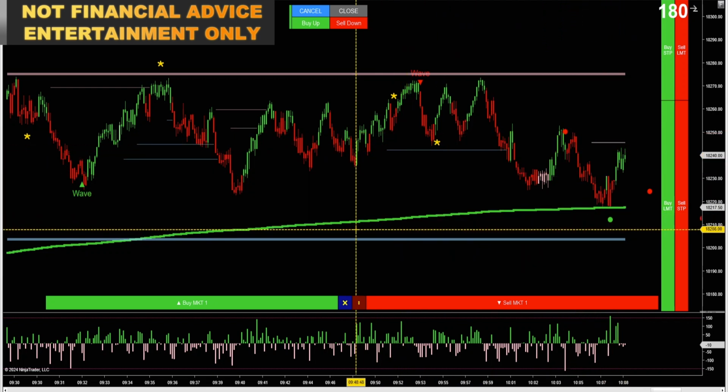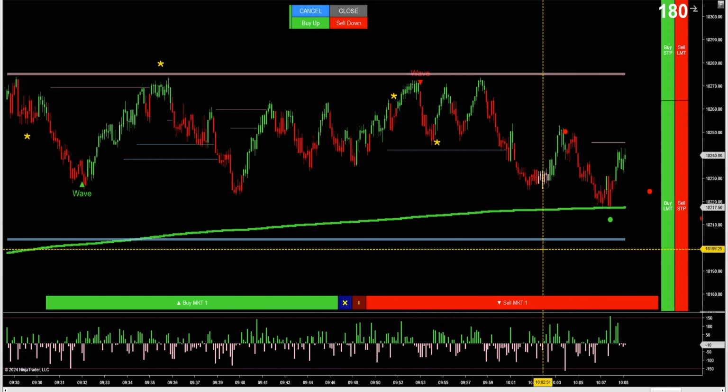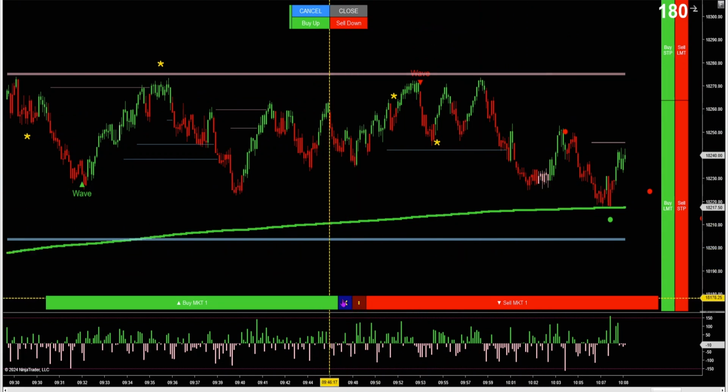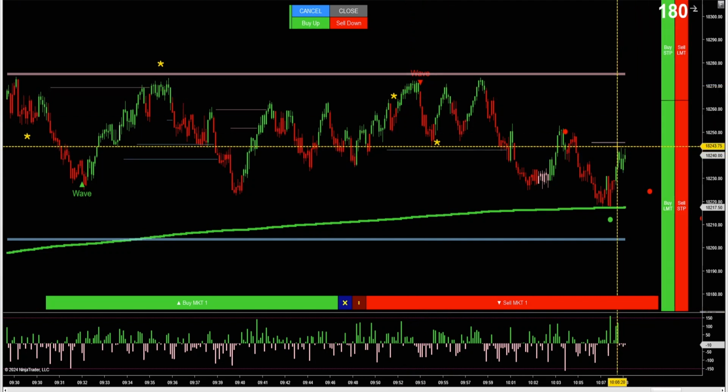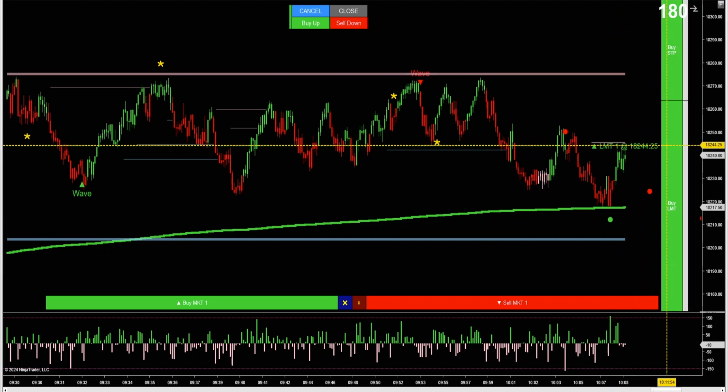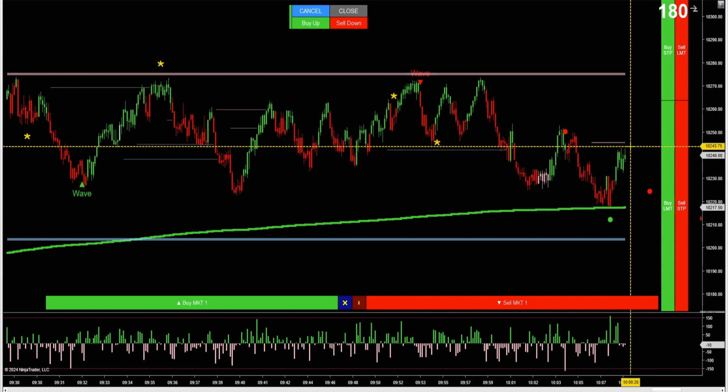Got VWAP. Then I got all the ordering buttons loaded up. This is for market orders. This is the innovative ordering. This is for placing limit orders. So if I want to put a limit order in right above these candles, just hover over that. One click, it'll put a limit order right above there.